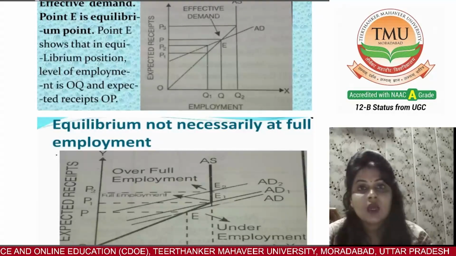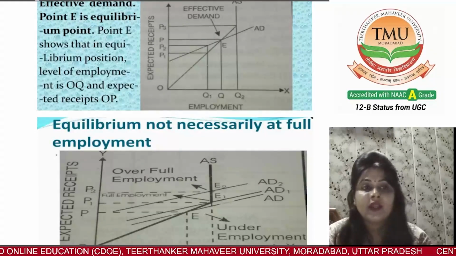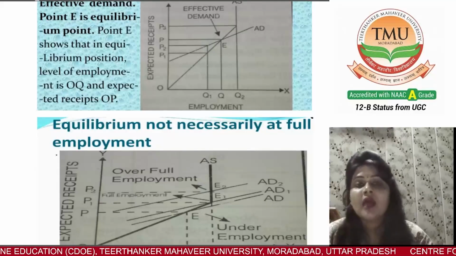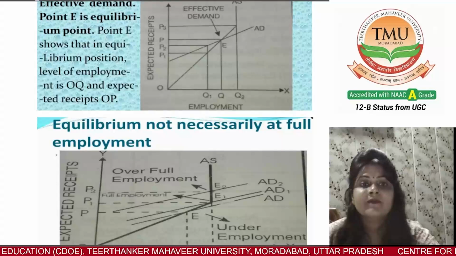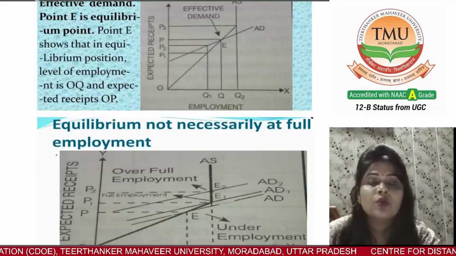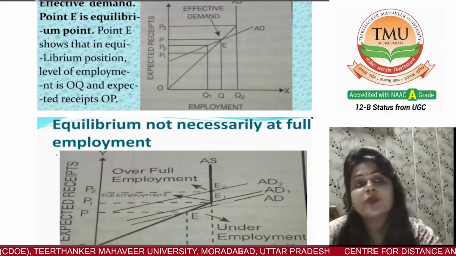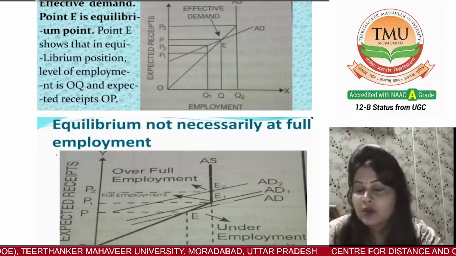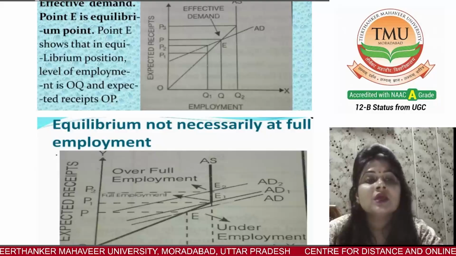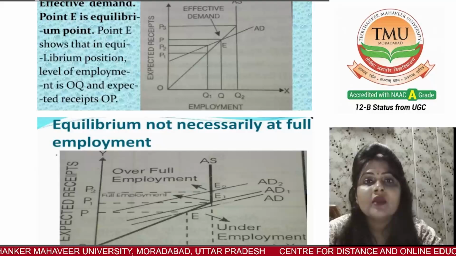Here you see the AD is above the AS. At any point other than this, the entrepreneur will either incur losses or earn subnormal profit. At the OQ1 level of employment, the proceeds expected, the revenue, are more than the proceeds necessary, the cost. So this indicates that AD is more than AS.